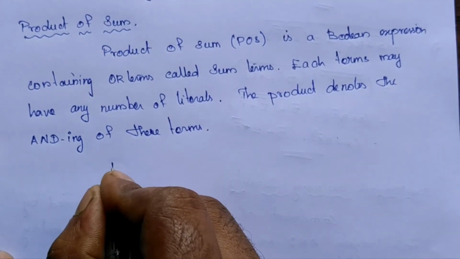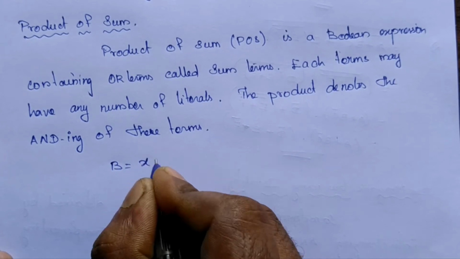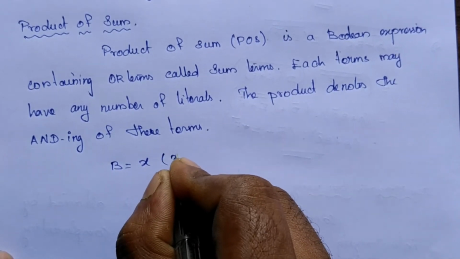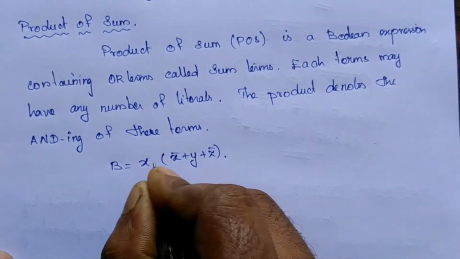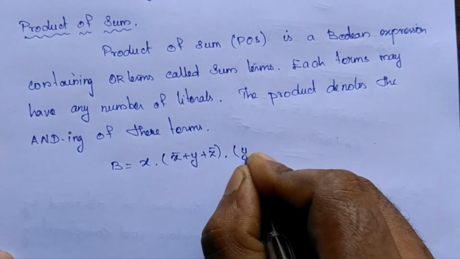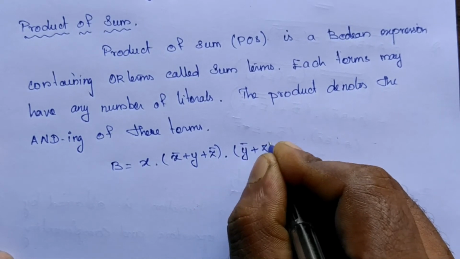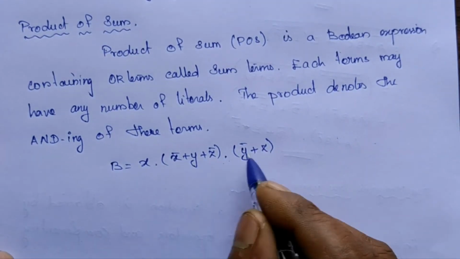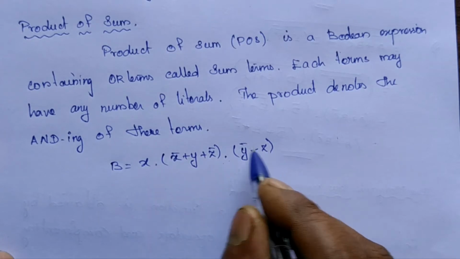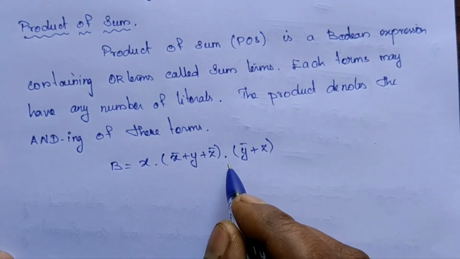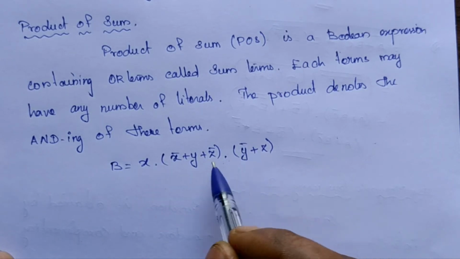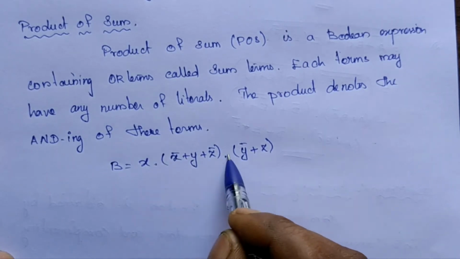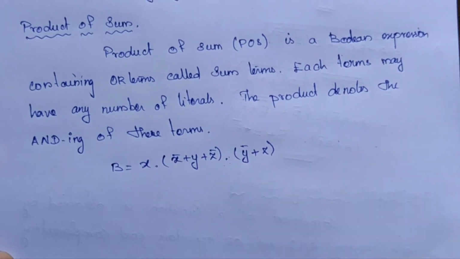So for example, B is equal to x into x bar plus y plus z bar into y bar plus z. Okay, so here we are having sum terms and here these sum terms are multiplied. Which is nothing but we are performing AND operation over here, therefore it gets a name as product of sum terms. Okay, that is POS.